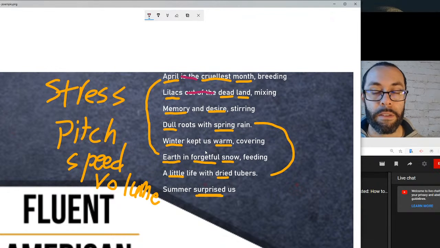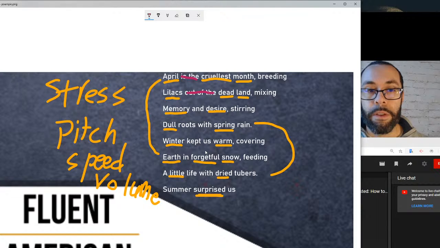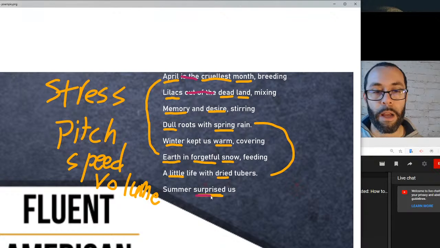Summer surprised us. Okay, let's read that whole thing again with all these little suggestions. April's the cruelest month. Breeding lilacs out of the dead land. Mixing memory and desire. Stirring dull roots with spring rain. Winter kept us warm, covering earth in forgetful snow, feeding a little life with dried tubers. Summer surprised us.